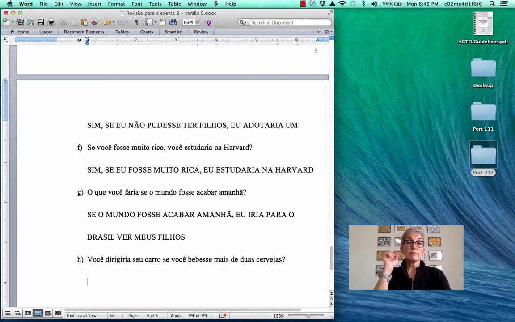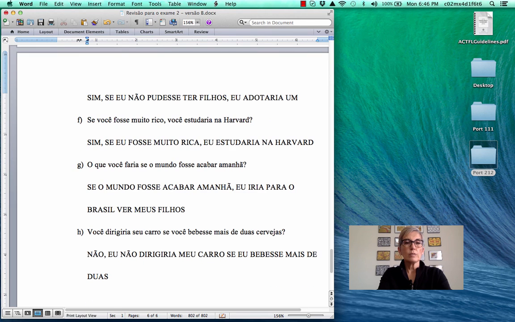Você dirigiria seu carro se você bebesse mais de 2 cervejas? So, would you drive your car if you drank more than 2 beers? Não. Eu não dirigiria, então o verbo dirigir plus ia. Eu não dirigiria meu carro se eu bebesse mais de 2 cervejas.